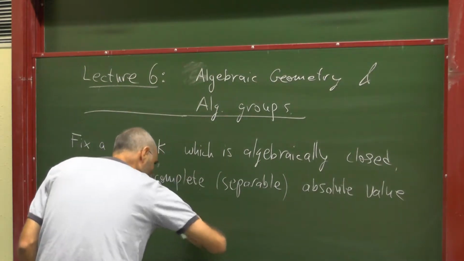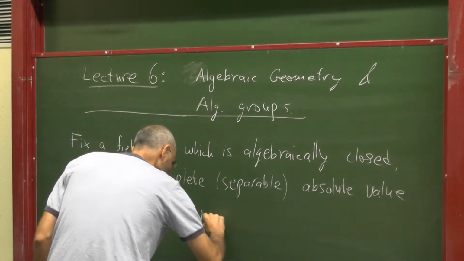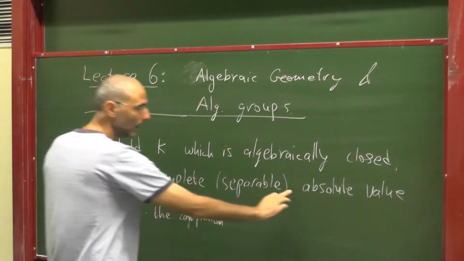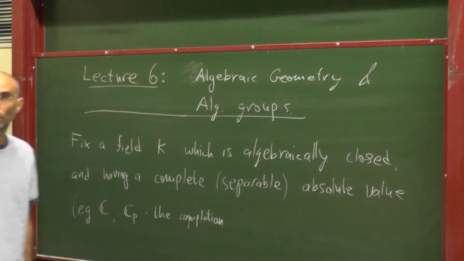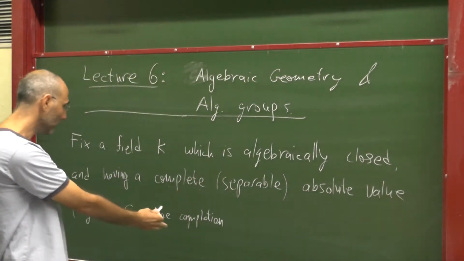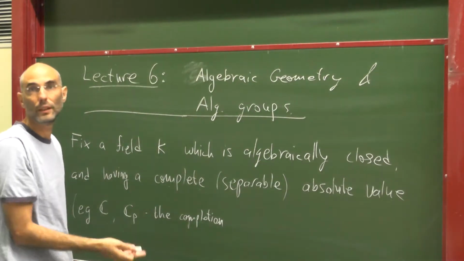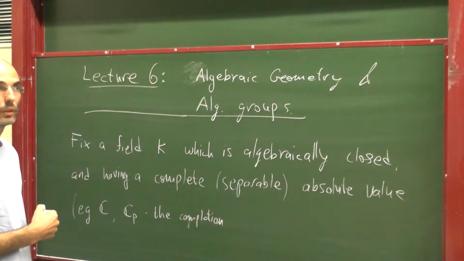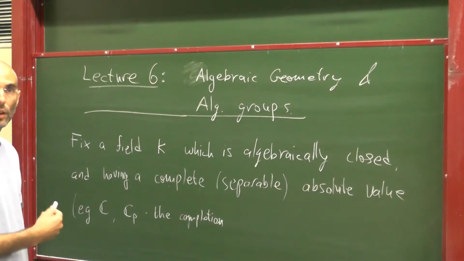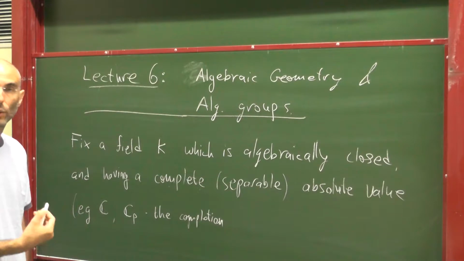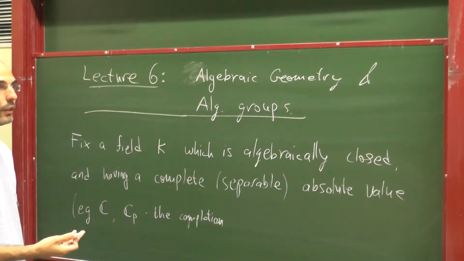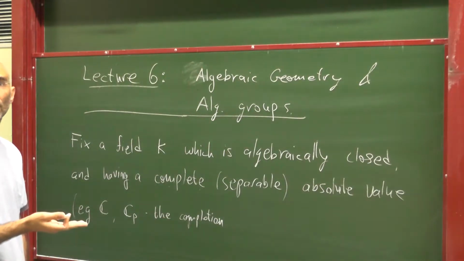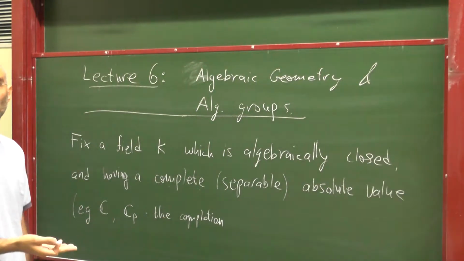Completion: when I said complete, complete means that the metric that the absolute value gives is complete. Whenever you have a field with an absolute value, you can complete it, and this is another field which is complete. And if your field was, to begin with, algebraically closed, then the completion is algebraically closed as well. And if you have any field with an absolute value, then there is a canonical way to extend this absolute value to every algebraic extension.